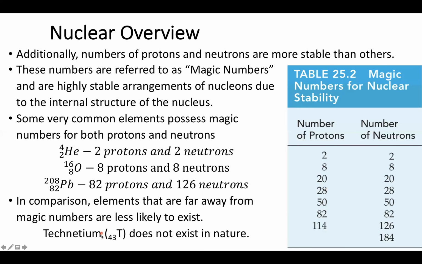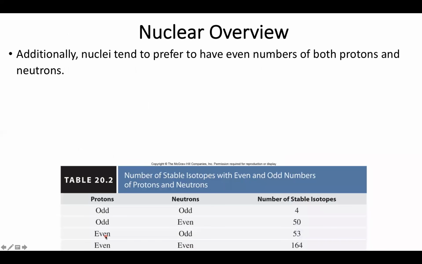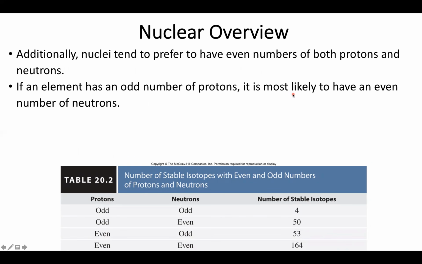And this also emphasizes another key point. It isn't just the magic numbers that matter. It turns out that nuclei also tend to prefer to have even numbers of both protons and neutrons. Notice that all those magic numbers were even. And these are going to be the most stable elements. In general, if an element has an odd number of protons, it's very unlikely to have an odd number of neutrons. Only 4 elements do that. And there's only 50 stable isotopes for any sort of odd-even combination, giving us, for odd proton elements, only 54 stable isotopes.